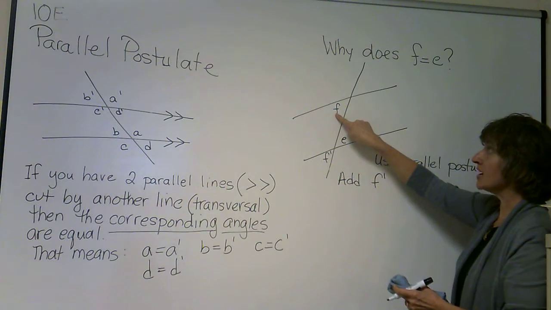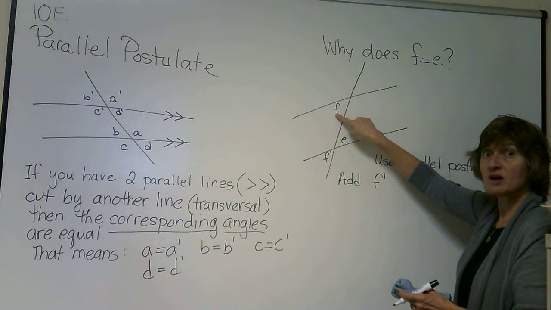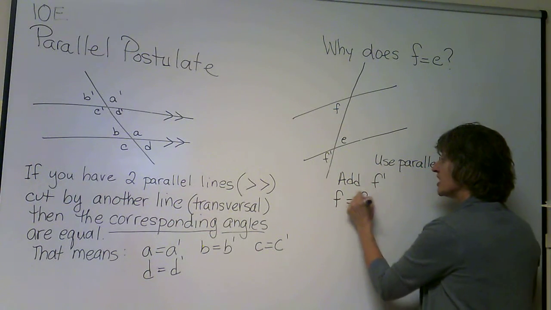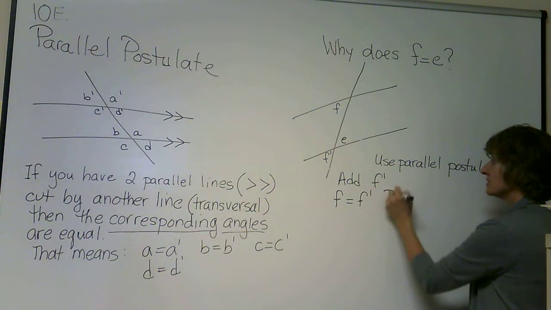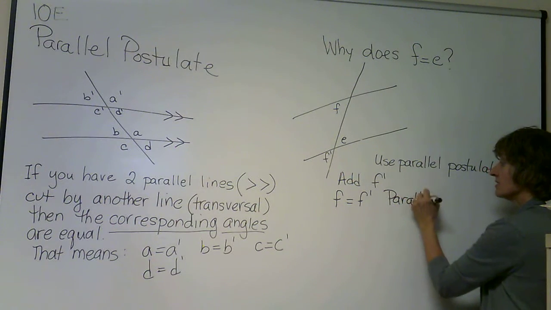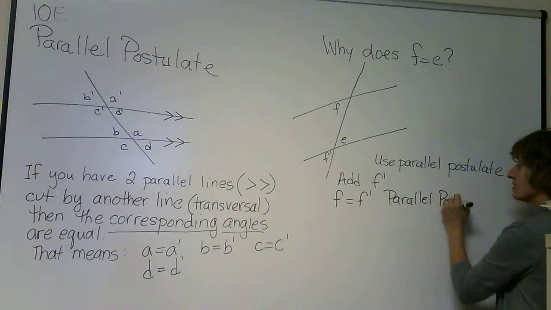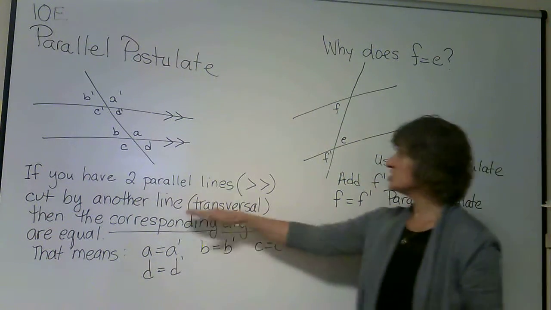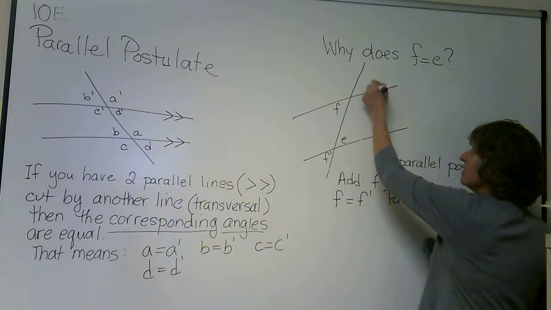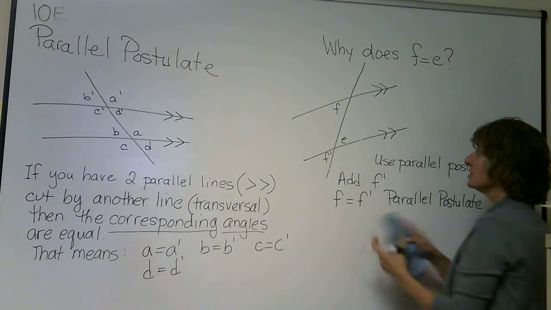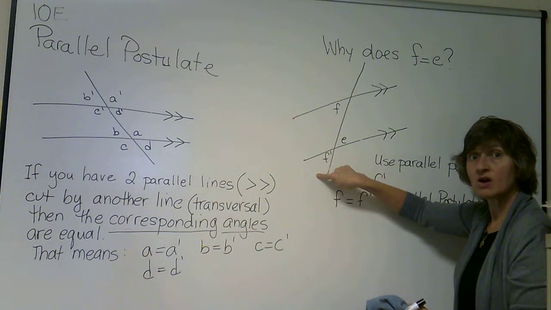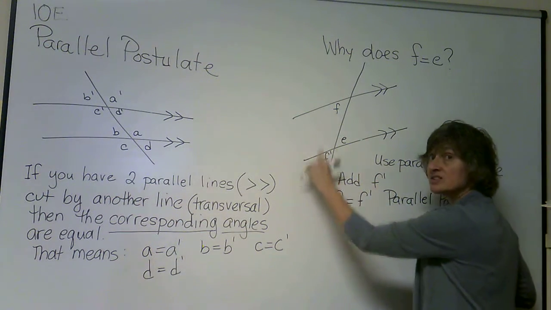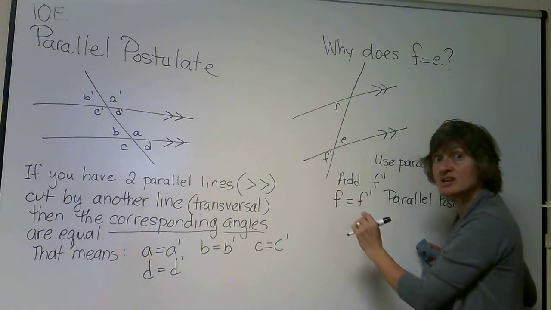Notice that F prime is a corresponding angle to F. So F is equal to F prime. Why? Because of the parallel postulate, which says if you've got two parallel lines, corresponding angles are equal because this transversal cuts through. Again, notice it's on the same side of the transversal and it's underneath the parallel lines.